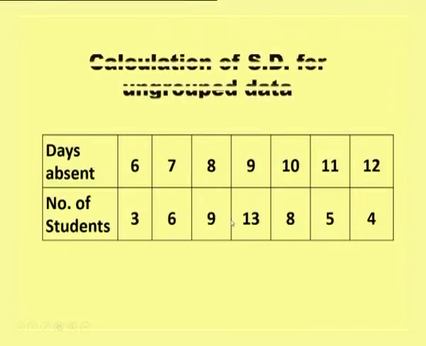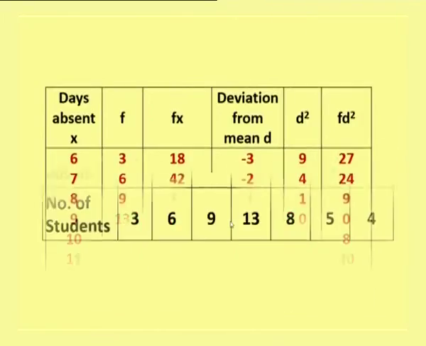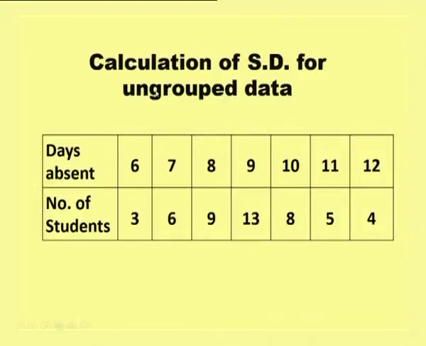Now, let us take a practical example. Some data set is given, and first let us take an ungrouped data, the days absent and the number of students. So, the days absent are 6, 7, 8, 9 and so forth, and for each number of days absent, how many students? That means 3 students were absent for 6 days, 6 students were absent for 7 days, and like that. So, it is an ungrouped data.